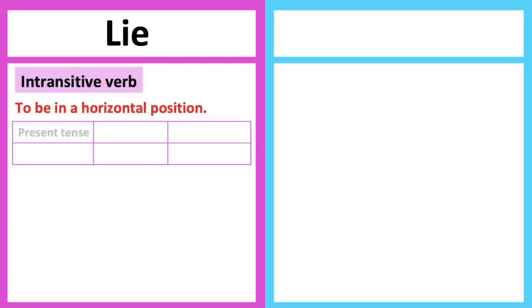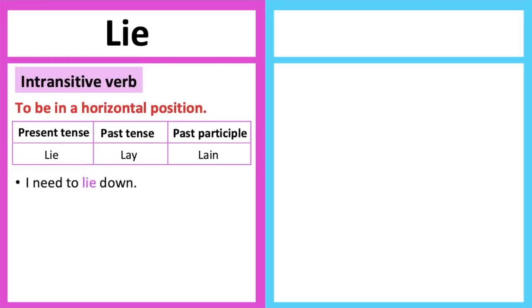The present tense is lie. The past tense is lay. And the past participle is lain. However, this isn't commonly used in everyday spoken English. Now let's go through some examples.